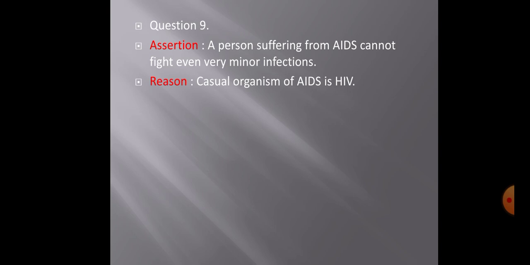Coming to the reason, the causal organism of AIDS is HIV. So it is also an absolutely correct statement, right? The organism responsible for causing AIDS is HIV, human immunodeficiency virus. So it's correct. But do you think the reason which has been given is the correct explanation of the assertion? No, right? So it's not a correct explanation of the assertion. So here the option will be B, that is, assertion and reason both are correct, but the reason is not the correct explanation of the assertion. Okay.